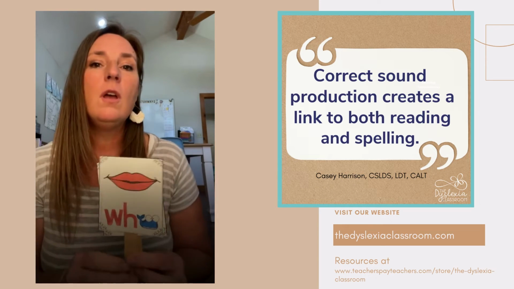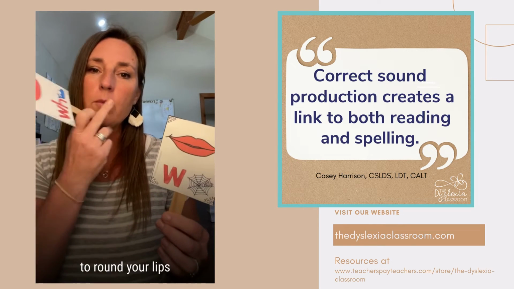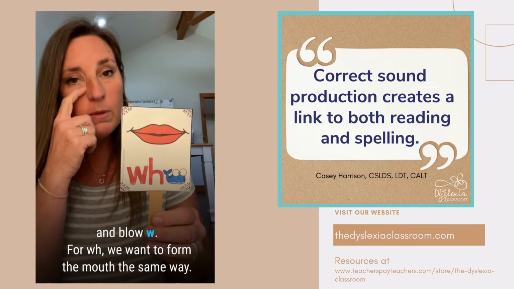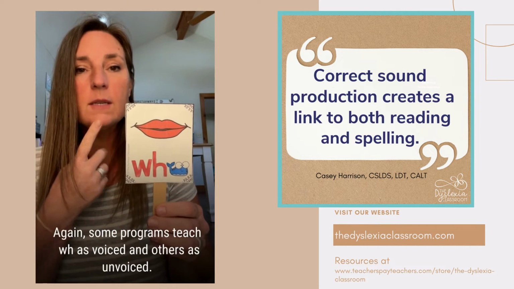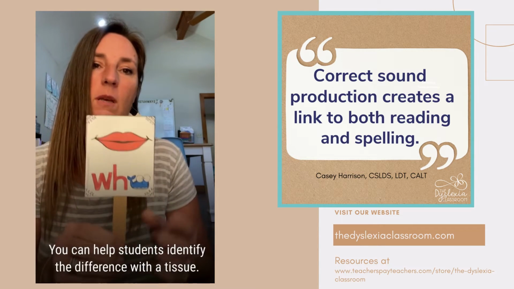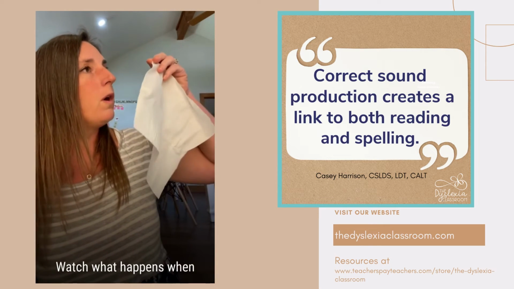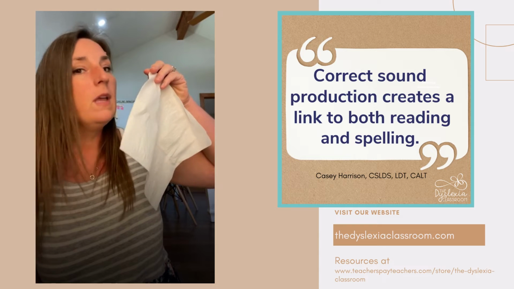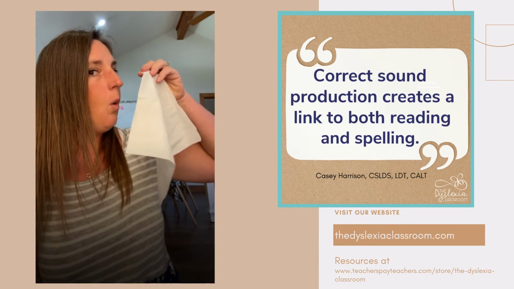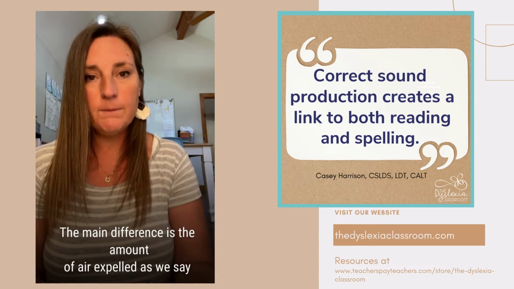Regardless of if you teach W as an unvoiced sound or voiced sound, you want to round your lips. For the WH, we want to form the mouth the same way. Again, some programs are going to teach as voiced, some as unvoiced. You can help students identify the difference with the tissue. So if I'm saying the W sound, right, my tissue doesn't move, right? But now watch. For that WH, right? The difference is that amount of air that we're expelling, okay?